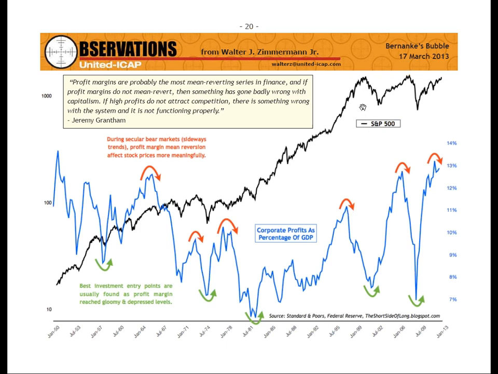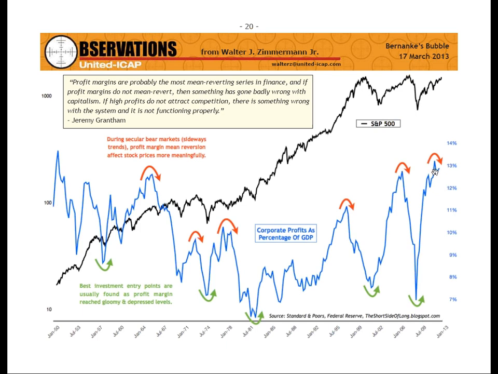And note how this was kind of a leading indicator. This turned down. The stock market ignored it for a while, but then finally couldn't ignore it anymore, and then sold off. They both roughly bottomed together. And then once again, corporate profits peaked well in advance of the stock market, but eventually the stock market couldn't ignore it any longer, and they both bottomed together.